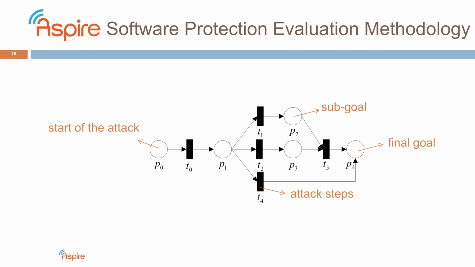Now, the goal of these Petri nets is to reason about protections and attacks, and more precisely about the impact that protections might have on attackers. And to do that, we will adapt the Petri net if certain protections are applied, and we will estimate for each of the attack steps how much delay a certain protection might cause.